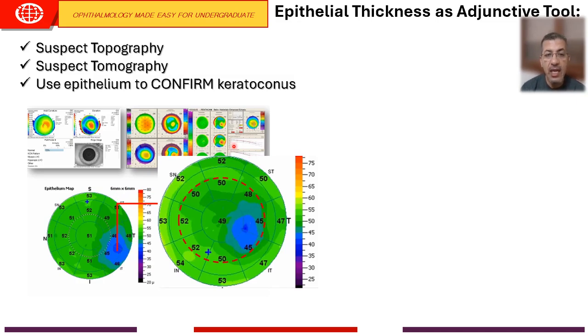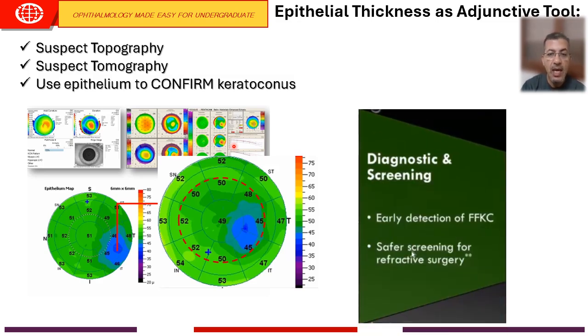So this is very diagnostic for keratoconus, that when you find two signs, that is thinning corresponding to the elevation on the posterior surface of the cornea, this is very pathognomonic for keratoconus. So the epithelial mapping adds another useful tool in the early detection of keratoconus and a very useful screening tool for refractive screening.